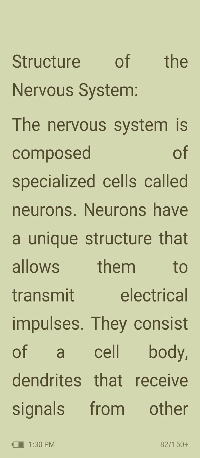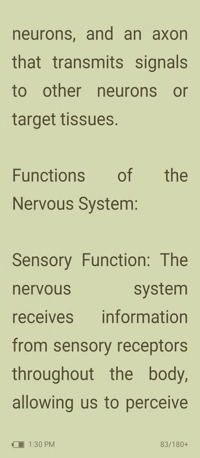Structure of the nervous system. The nervous system is composed of specialized cells called neurons. Neurons have a unique structure that allows them to transmit electric impulses. They consist of a cell body, dendrites that receive signals from other neurons, and an axon that transmits signals to other neurons or target tissues.